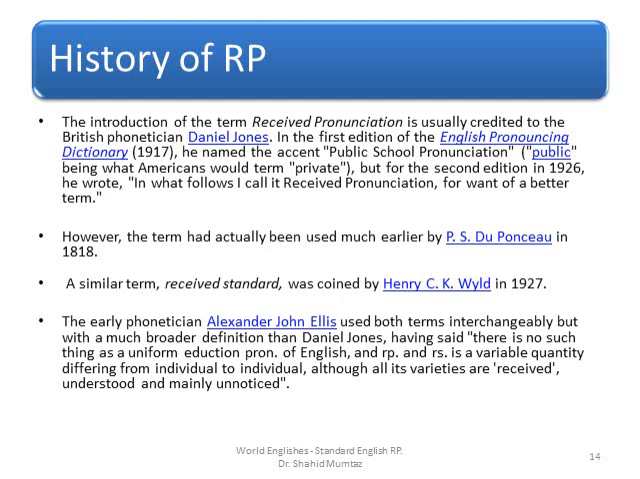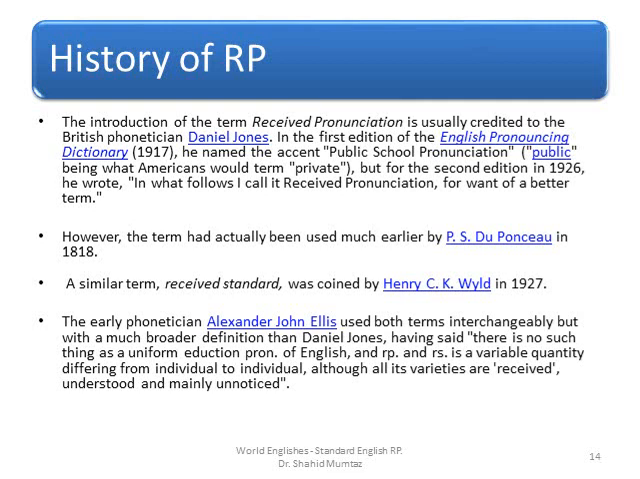A history of RP. The introduction of the term received pronunciation is credited to the British phonetician Daniel Jones. So Daniel Jones got the credit for coining this term RP. In the first edition of the English Pronouncing Dictionary, he first named the accent public school pronunciation. This was the first step. So he gave the name public school pronunciation to this accent.